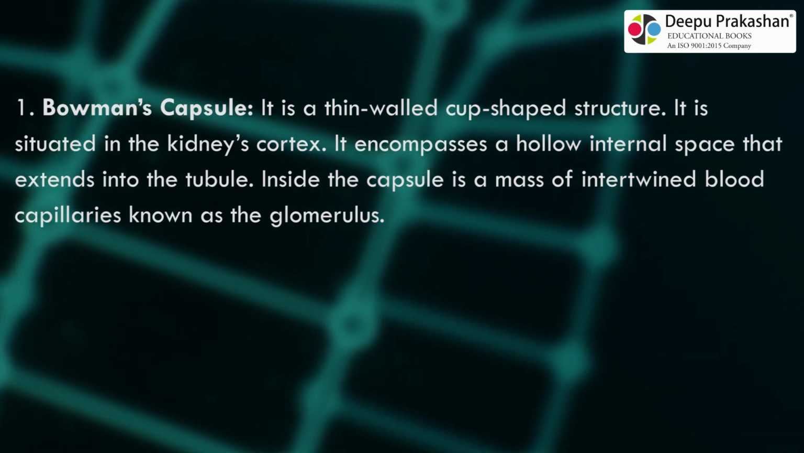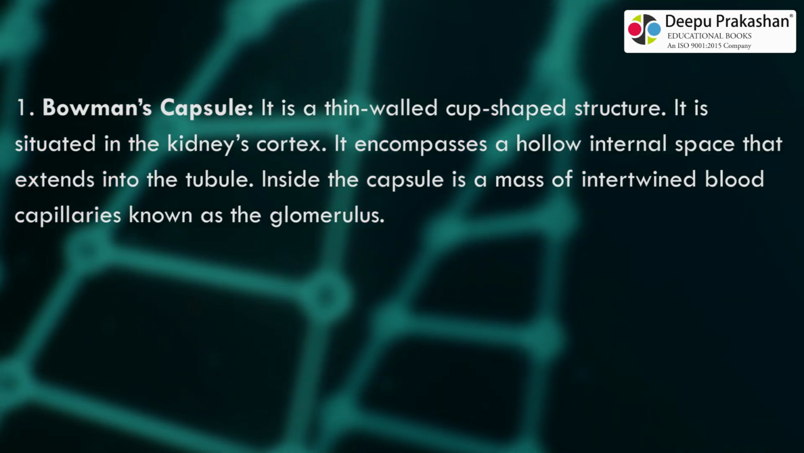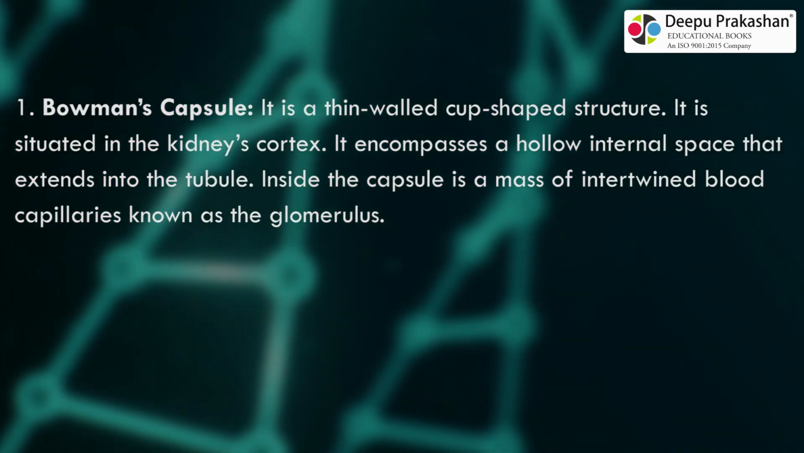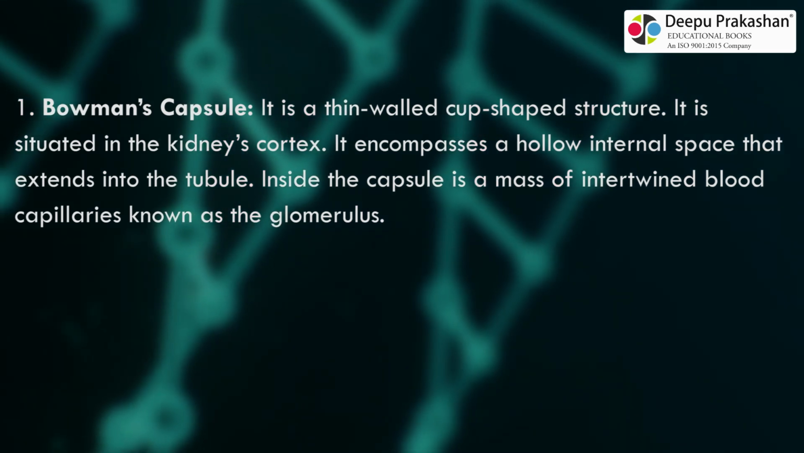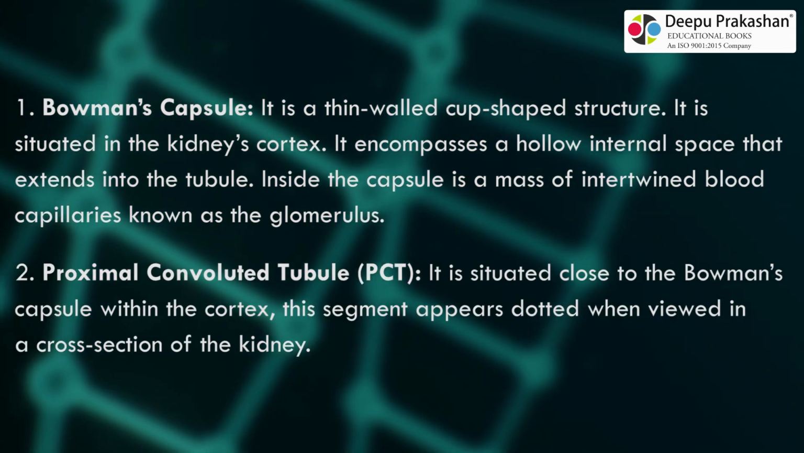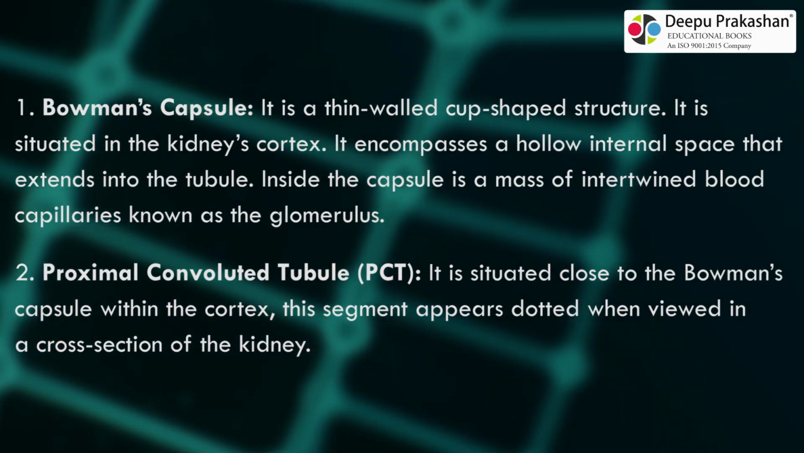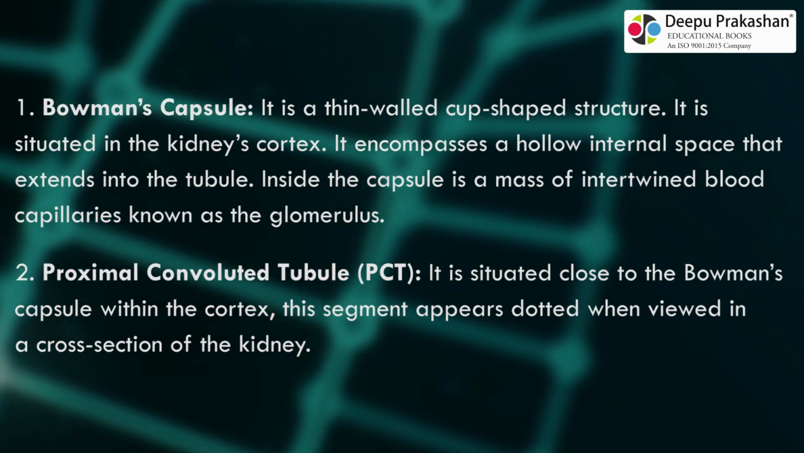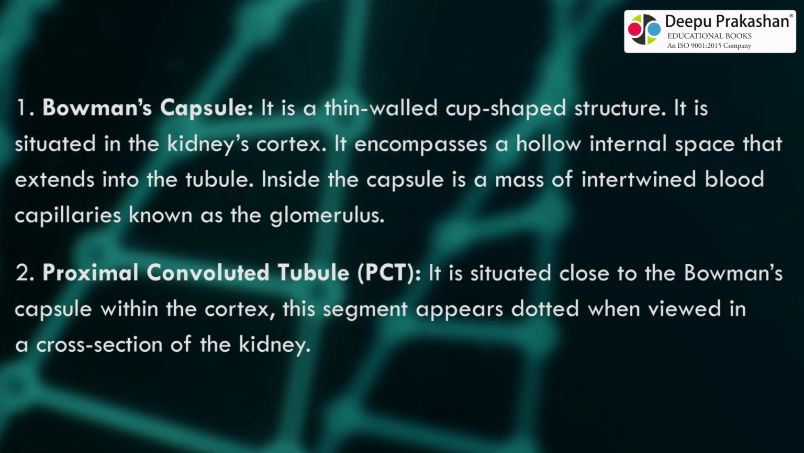It is situated in the kidney's cortex. It encompasses a hollow internal space that extends into the tubule. Inside the capsule is a mass of intertwined blood capillaries known as the glomerulus. 2. Proximal convoluted tubule, PCT. It is situated close to the Bowman's capsule within the cortex. This segment appears dotted when viewed in a cross-section of the kidney.